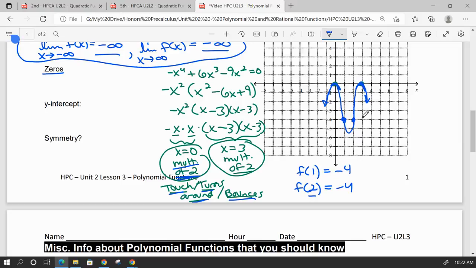If you don't get that precise or accurate in your graphs, that's okay, as long as you have these end behaviors and the multiplicities correct on there. So the zeros are the points (0, 0) and (3, 0). All right, so your y-intercept, again, you can always find a y-intercept by substituting 0 in for x. But if you look at your graph, you've already got the point (0, 0) on there, so your y-intercept is (0, 0).